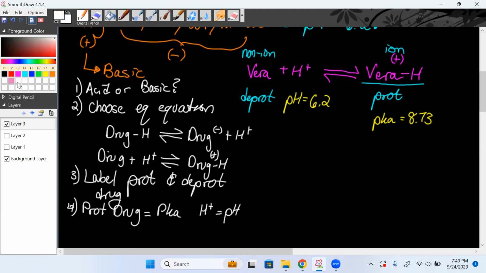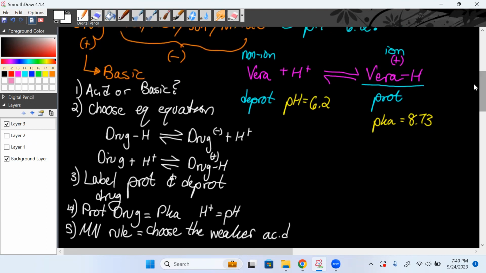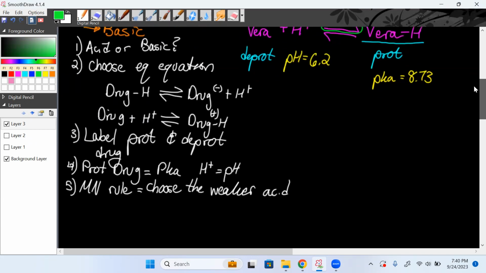And the final step is that we follow Mother Nature's rule, which is that we always choose the weaker acid. The weaker acid is the molecule with the higher number. So in this case, the protonated drug has a higher value. So Mother Nature is going to choose the protonated drug. Any questions about that so far? All right.